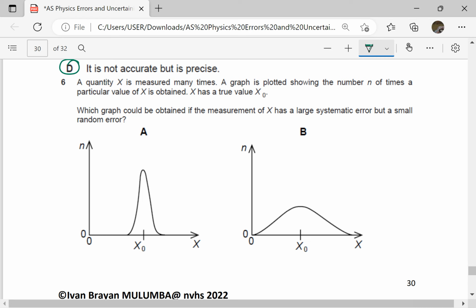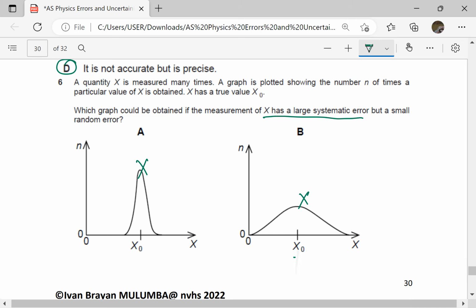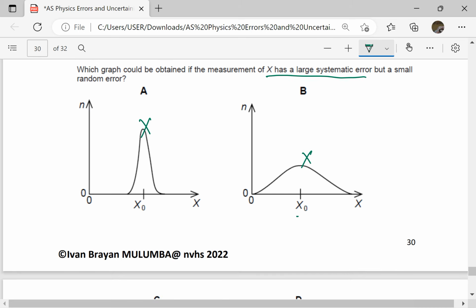A quantity x is measured many times. A graph is plotted showing the number n of times a particular value of x is obtained. x has a true value x naught. Which graph could be obtained if the measurement of x has a large systematic error? Here there is no systematic error because the average is the true value. No systematic error, the average is the true value. So those don't answer that question.